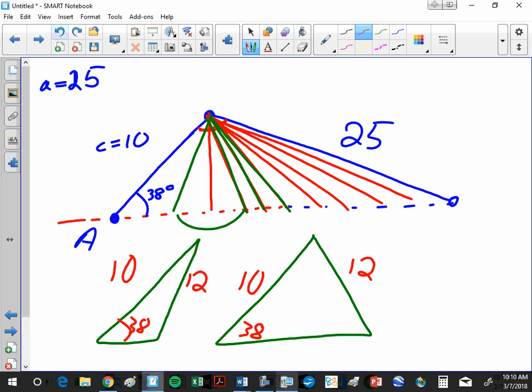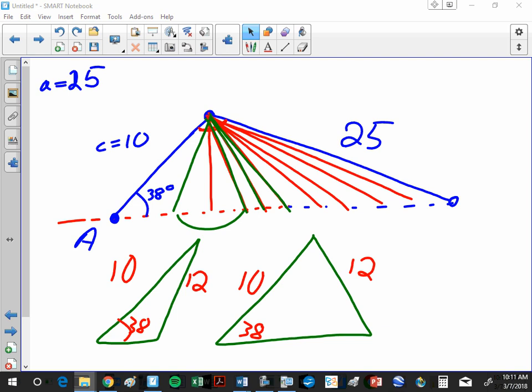So I built the Geometry Sketchpad diagram. Let me pull it up and show you kind of a physical moving version of this, if I still have it.